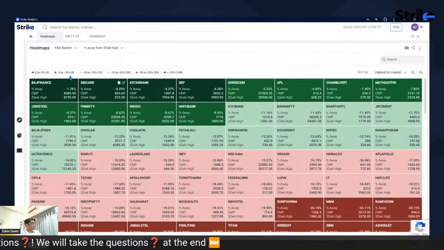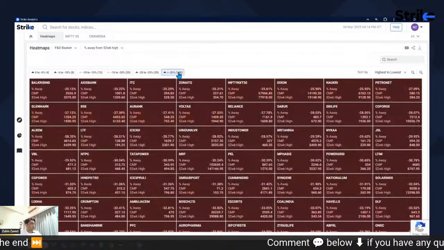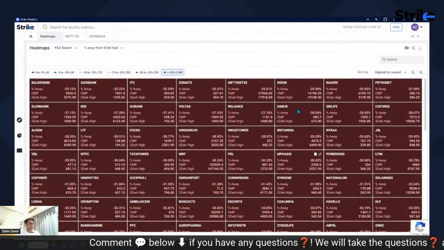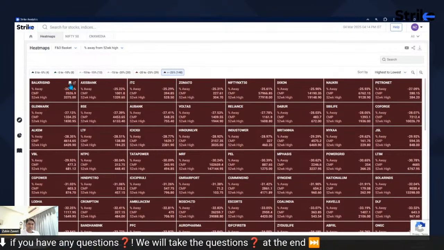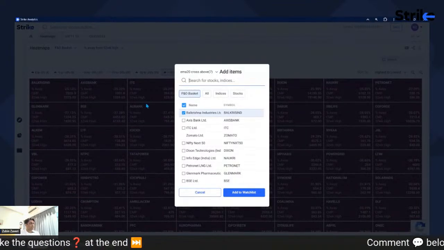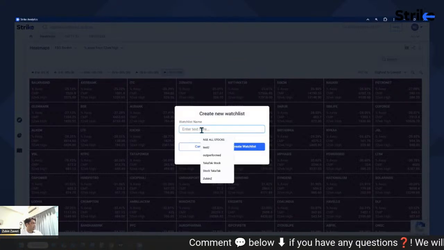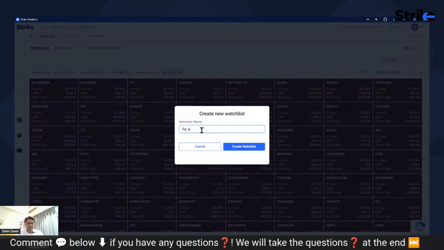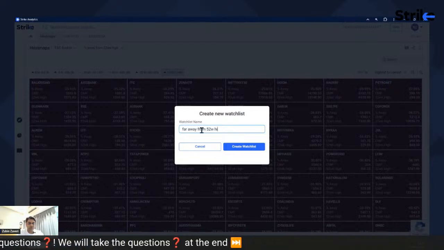So you can simply say, okay, I want stocks which have gone down a lot. If there is a bounce back, these are the stocks which can bounce back. You can select them, and there is this white button that you will see over here. Once you click on it, you can create your own watch list like this. You can just give a name, like far away from 52-week high.